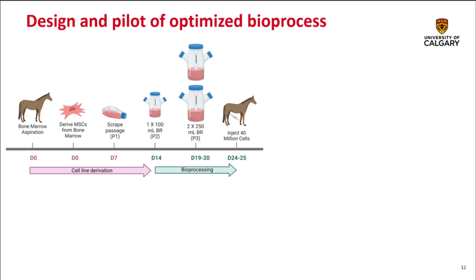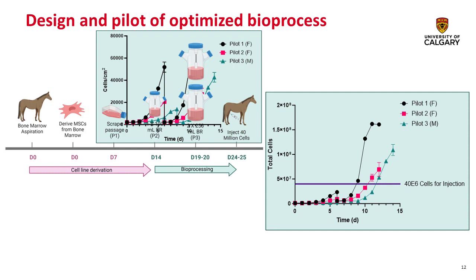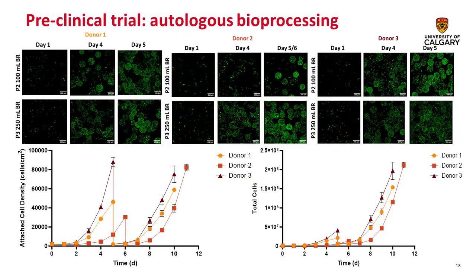So in order to validate this process before moving on to a preclinical trial, we ran it with 3 pilot donors, 2 mares and 1 gelding, all of various ages, and we actually saw quite a bit of variability between the 3 donors. However, with this optimized process, we're able to reach the 40 million cells required for reinjection within 12 days. So far, we've performed 3 of these preclinical trial runs on 3 donors. We're hoping for a total of 9.